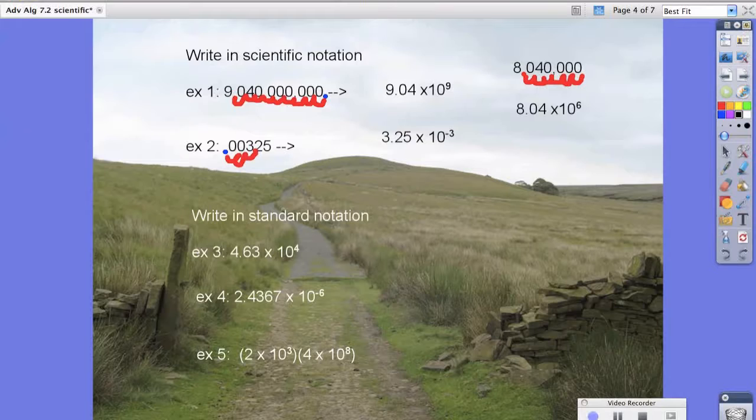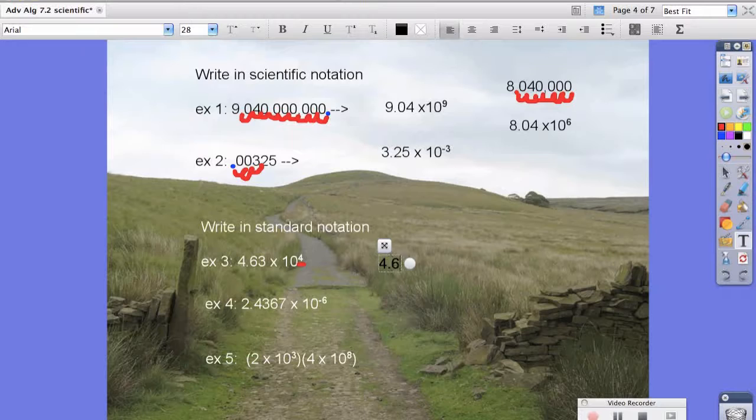Example 3 is now asking you to put things in standard notation. So standard notation is when we take something in scientific notation and just break it down so that it's one larger number with no exponents. So if we look at example 3, it's saying that we have 4.63 times 10 to the 4th, and because it's times 10 to the 4th, it means we move the decimal point 4 times, and because it's positive, we move it to the right.